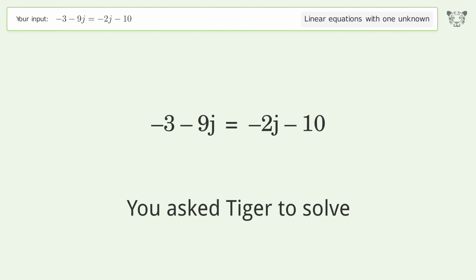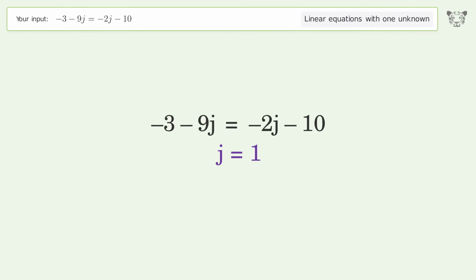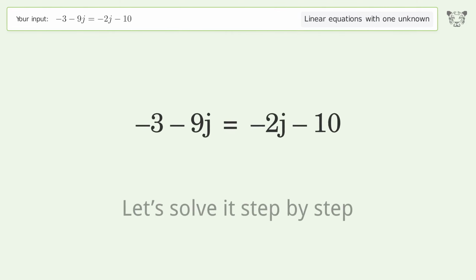You ask Tiger to solve. This deals with linear equations with one unknown. The final result is j equals 1. Let's solve it step by step.